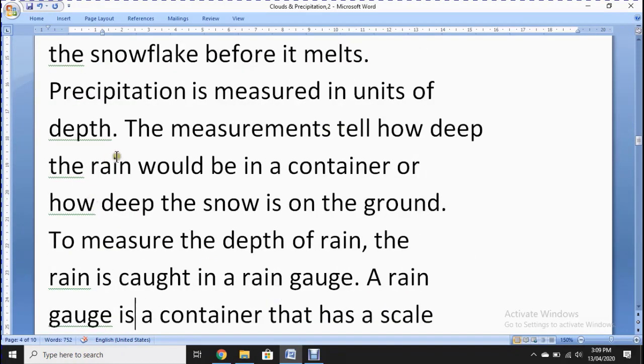So precipitation is measured in units of depth. And how can you measure it if it falls on the ground? You can use some scales to measure the height or depth of the precipitation. The measurements tell how deep the rain would be in a container or how deep the snow is on the ground. To measure the depth of rain, the rain is caught in a rain gauge.